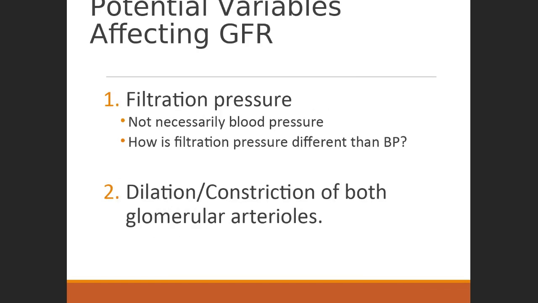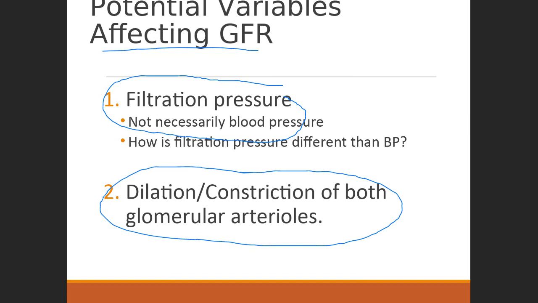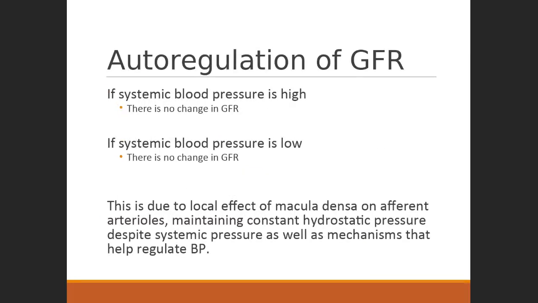So we are going to look at the filtration pressure being what directly affects GFR. But because GFR won't change, we are going to use constriction and dilation of both glomerular arterioles to maintain a constant fixed filtration pressure, regardless of what the systemic blood pressure happens to be. We call this autoregulation.